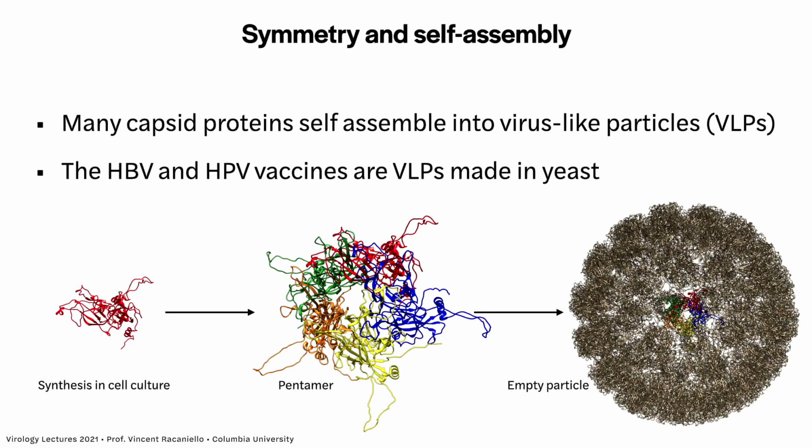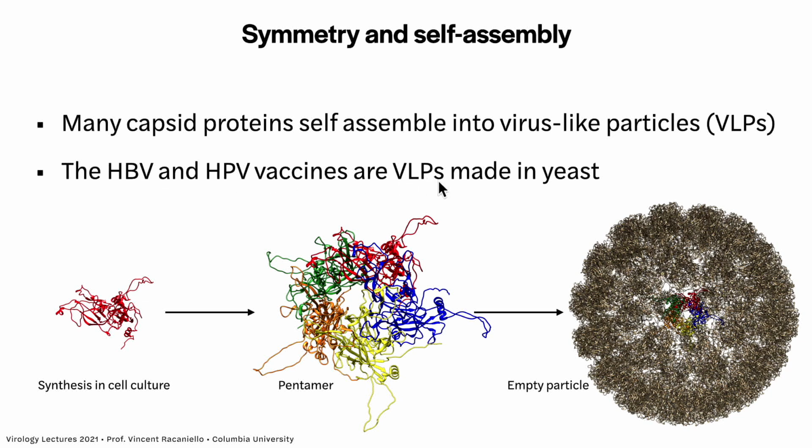And inherent in these rules is the fact that if you make these proteins, they will self-assemble because they fold and they interact with each other. And we have taken advantage of that. So many capsid proteins self-assemble into what we call virus-like particles, or VLPs. We call them that because they don't have nucleic acid in them. Okay, and vaccines, we take advantage of this to make vaccines. For example, the human HBV, hepatitis B virus, and the human papillomavirus vaccines.